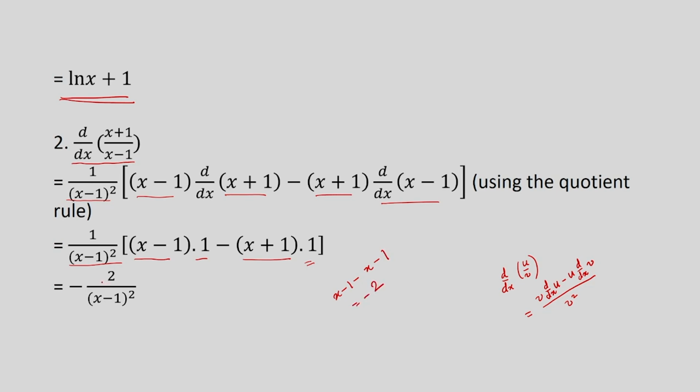That is what I have written here, minus 2. Minus sign is coming in the front and the denominator is x minus 1 whole square. All right. So, this is the derivative, first derivative of x plus 1 divided by x minus 1.